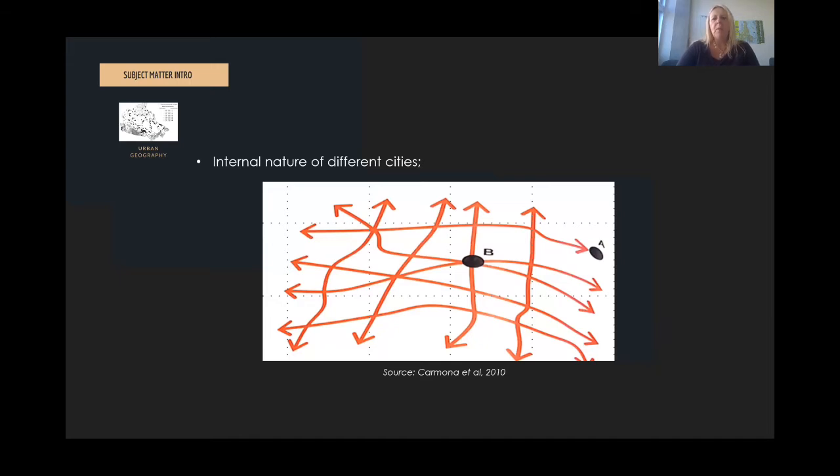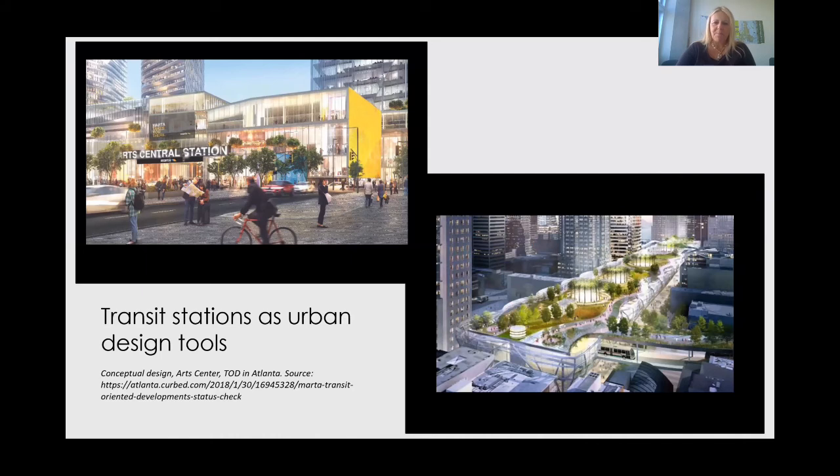So let's talk a little bit more about the internal nature of different cities. We did speak briefly in class about the role, for example, of transportation in shaping how cities are laid out. And this graph here that I wanted to show you is an example of how connections can make some neighborhoods more accessible than others. In this diagram, you'll see that place B seems very well connected, while place A has very limited connections to other parts of the city. So that interest in how cities are laid out is a really important part of urban geography.